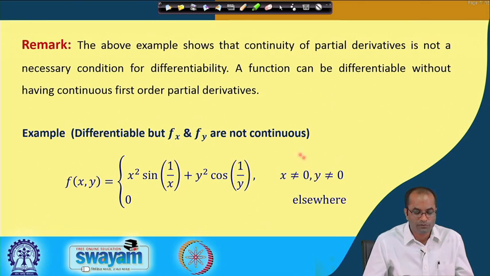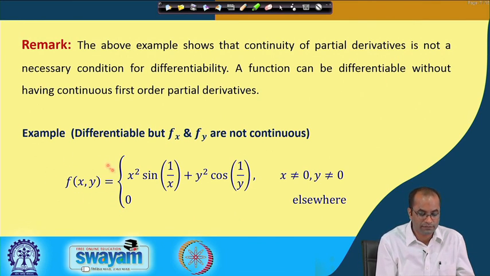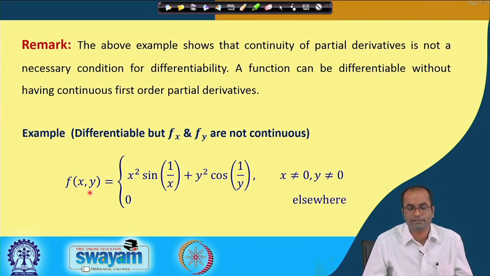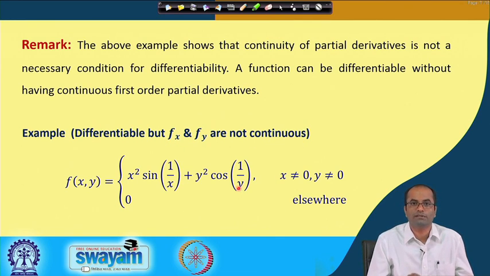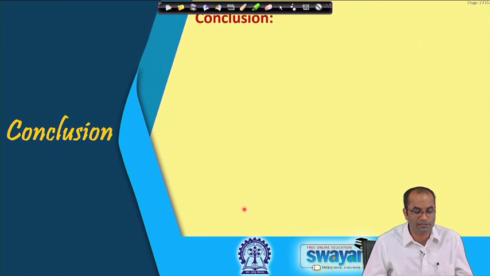Another example of a similar kind: one can show again that the function is differentiable and f_x and f_y are not continuous. This is left to the participants. We are not going to show that this function is differentiable but f_x and f_y are not continuous, but the working steps are similar to the earlier problem, and one can easily show that f_x and f_y are not continuous for this problem as well.